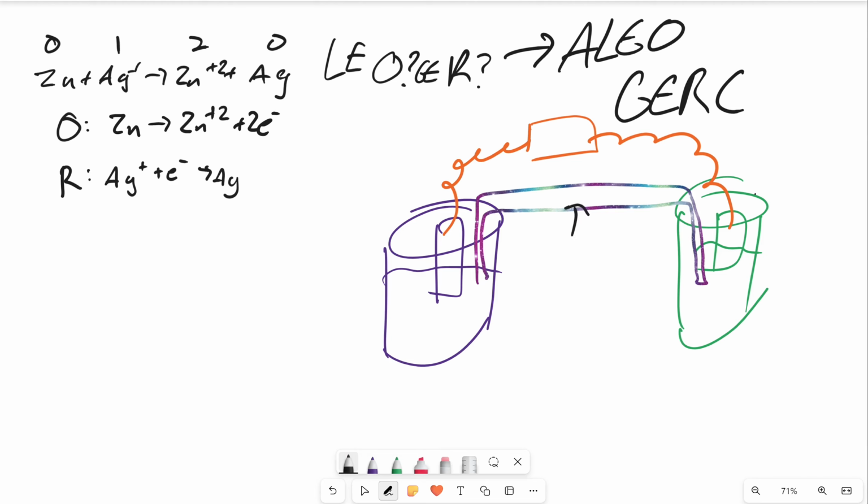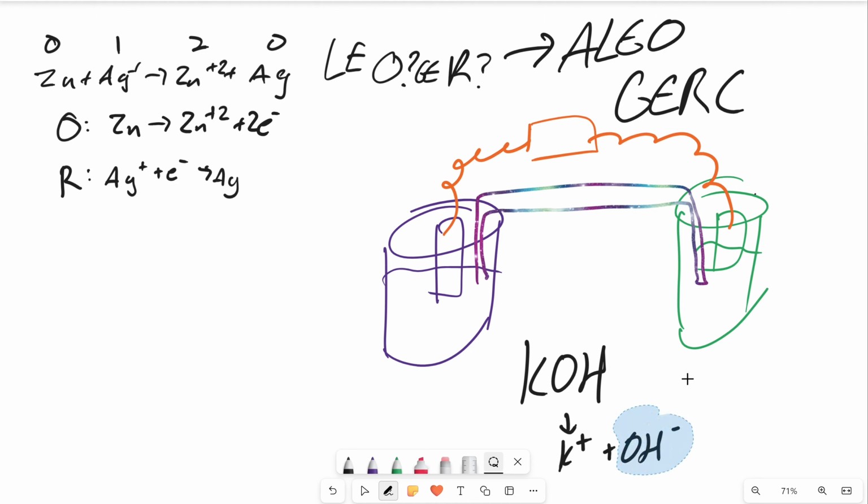We're going to have some random chemical in here. I'm just going to say potassium hydroxide's in here, so KOH is going to be K+ and OH-. One's an anion, one's a cation. The anion, the OH-, is going to travel towards the anode, and the cation, K+, is going to travel towards the cathode. Just to visualize what happens.